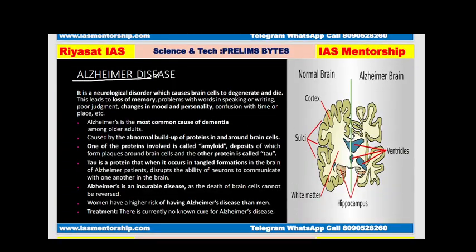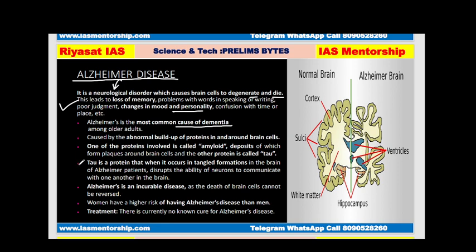Next is Alzheimer's disease. Again, it is very important. We all know that it is a neurological disorder. In this, brain cells degenerate and die. They cause loss of memory, problems with speaking, writing, changes in mood and personality, etc. Basically, it's the most common cause of dementia among adults.